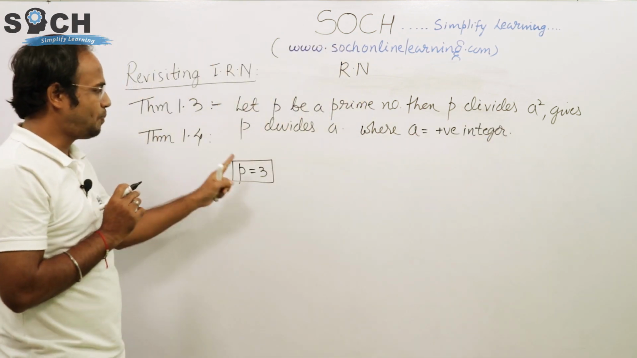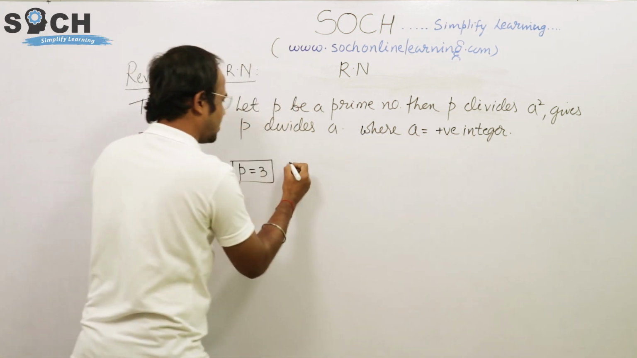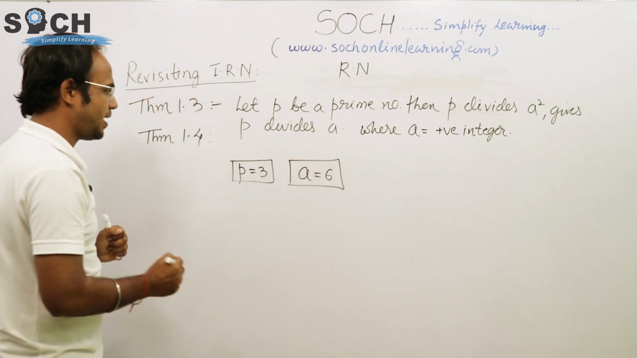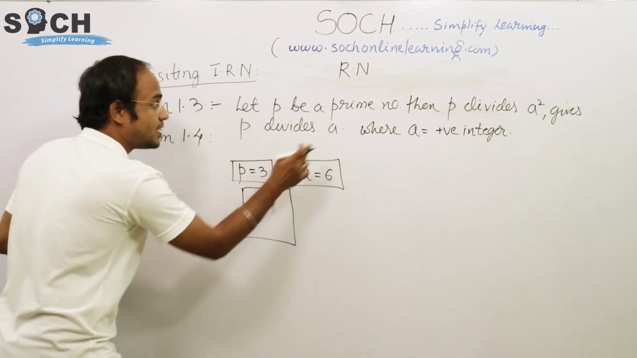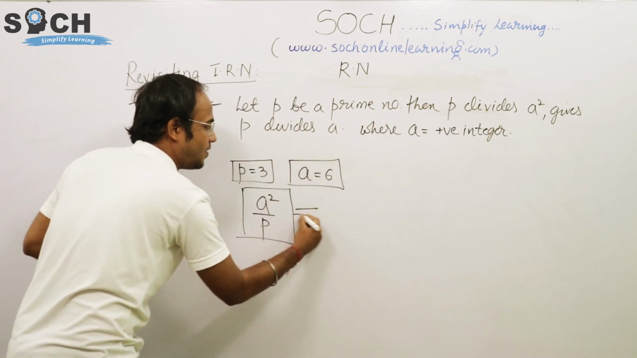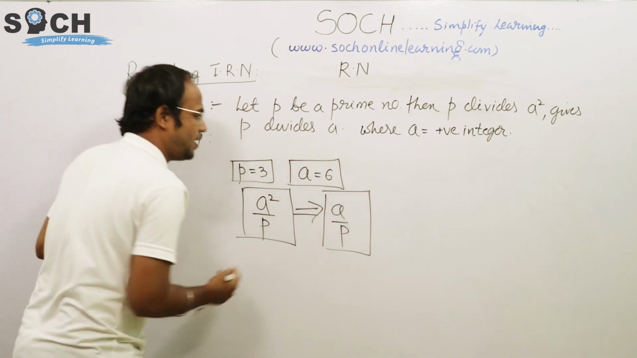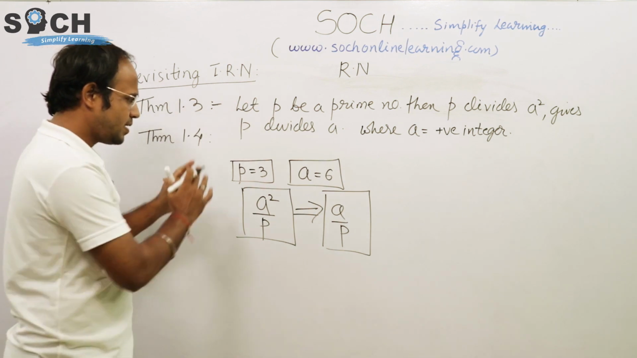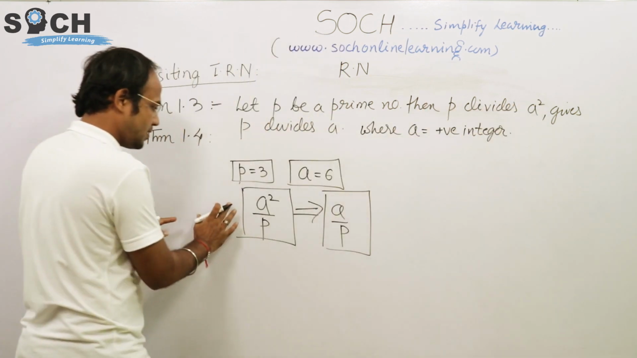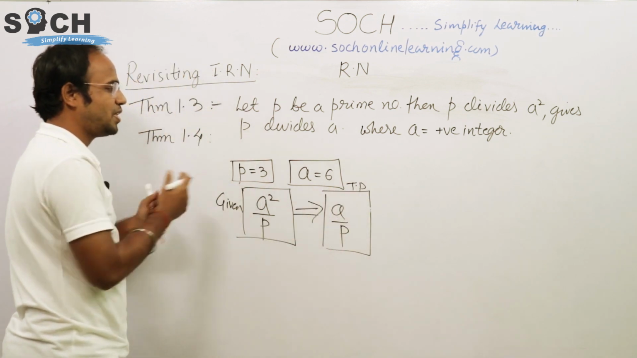Right? Now, if P is a prime number, say P is 3, and A is a positive integer, so let me take A to be, say, 6. Then what is the theorem like? That P divides A square. That means A square is getting divided by P, and it implies that the same A gets divided by P. So to make you understand, this is the whole theorem. I won't go to the statement of the theorem. This is the given and this is what is to be proved. So we can prove within no time.